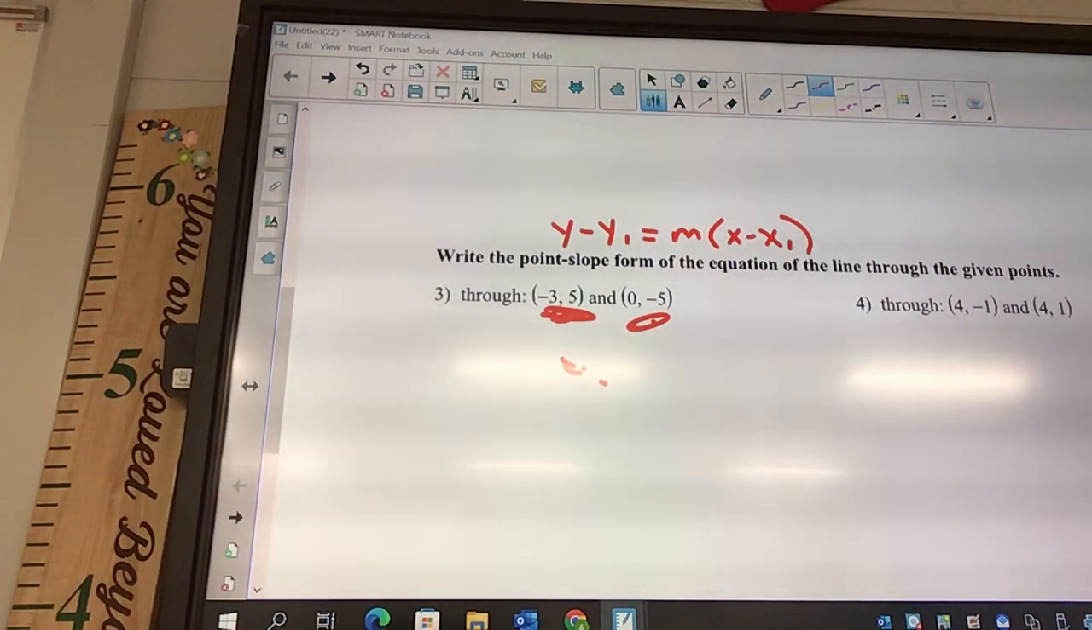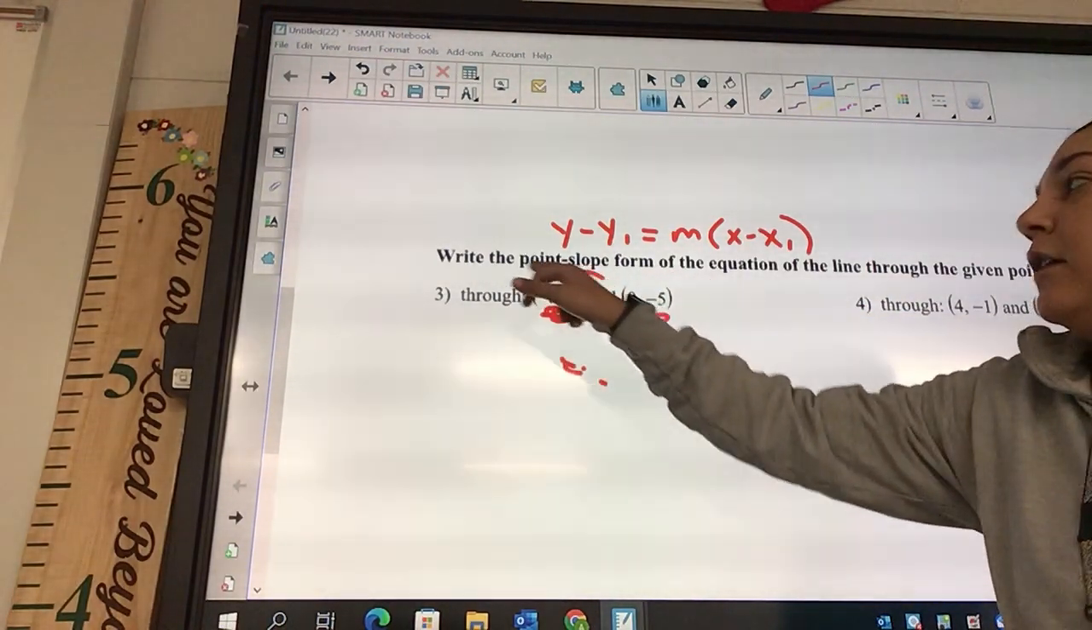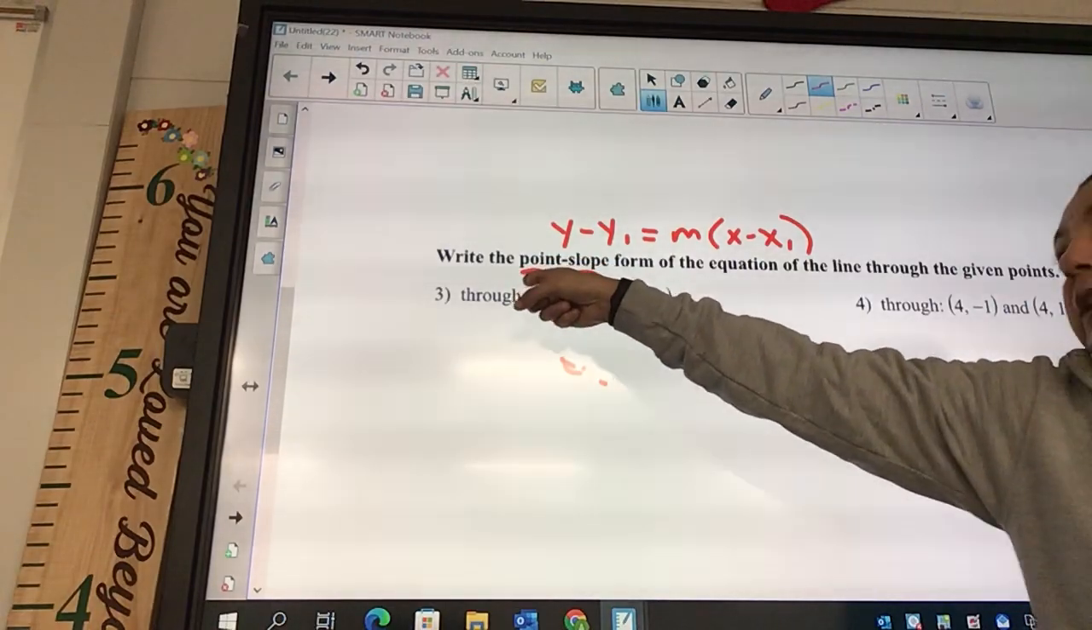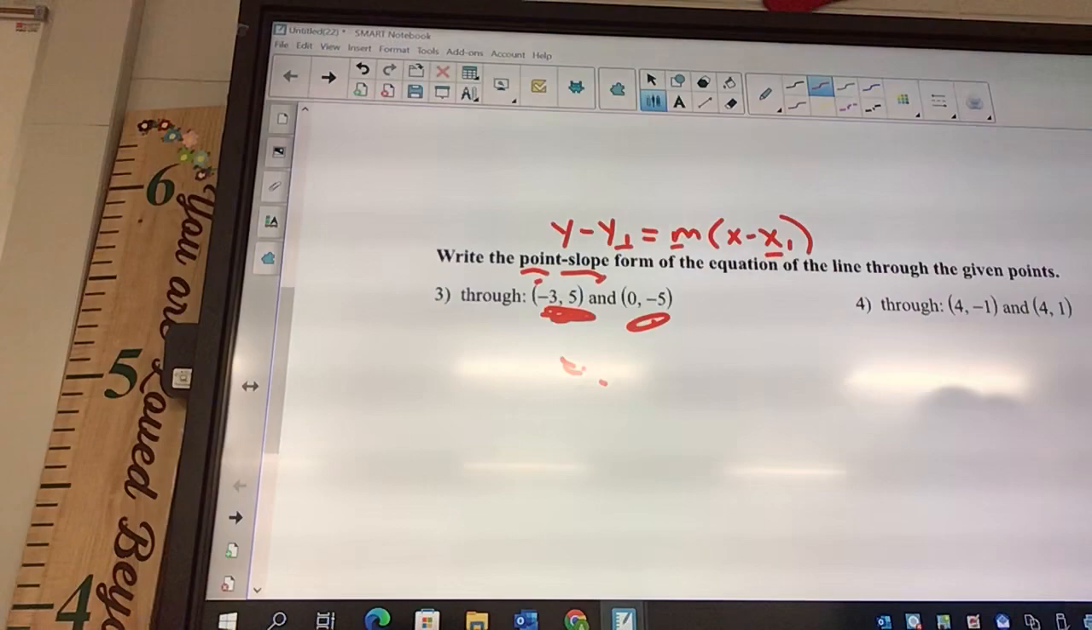Okay, those are called points. Some people call them coordinates. Okay, so, and this is called point slope for a reason. Okay, you need a point and a slope for this formula. Here's our point, and here's our slope. That's why it's called point slope.